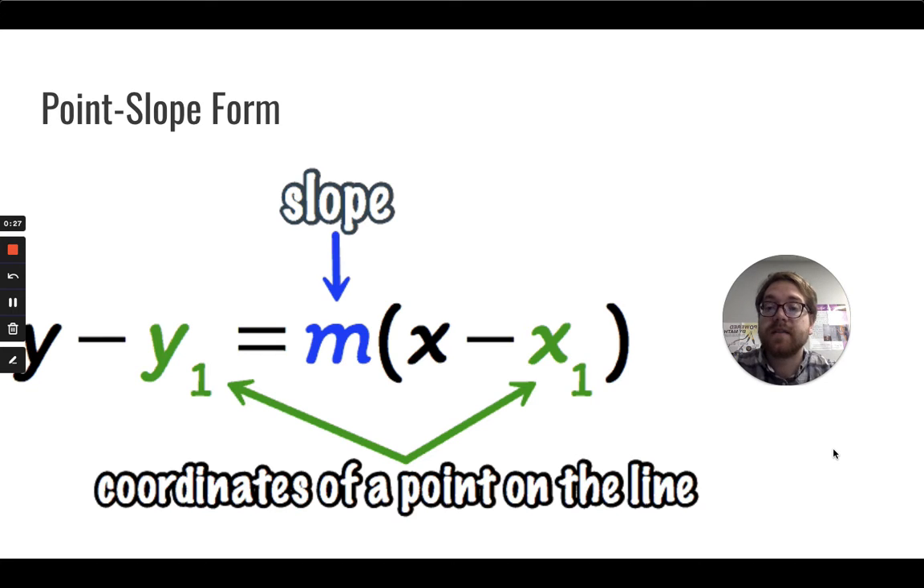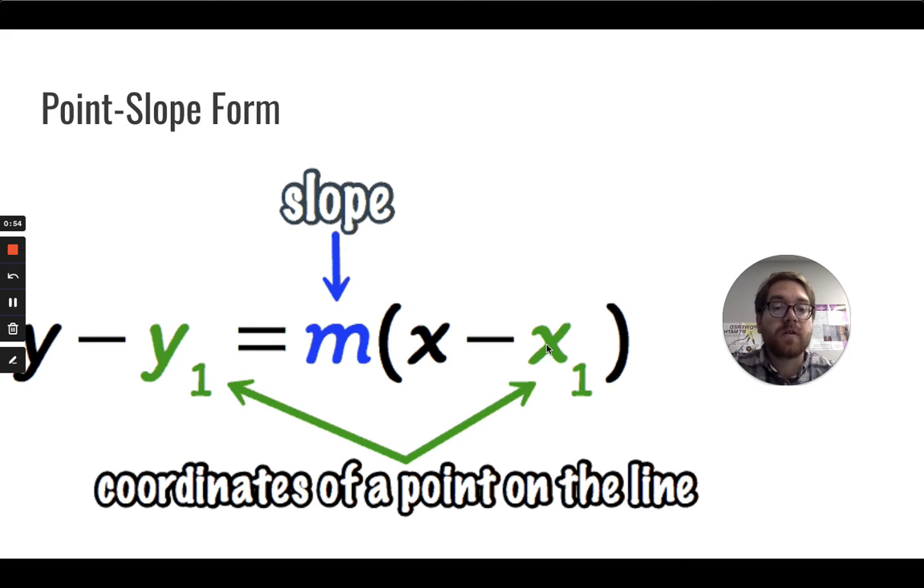y minus y sub 1 equals m times x minus x sub 1. So you can see here the y and the x in black are just going to stay that way. They're just going to stay y and stay x. But the y sub 1, the m, and the x sub 1, they're green and blue, those are going to be filled in with values, with our constant numbers, whatever our slope is and whatever the point is that we're given or that we're working with.